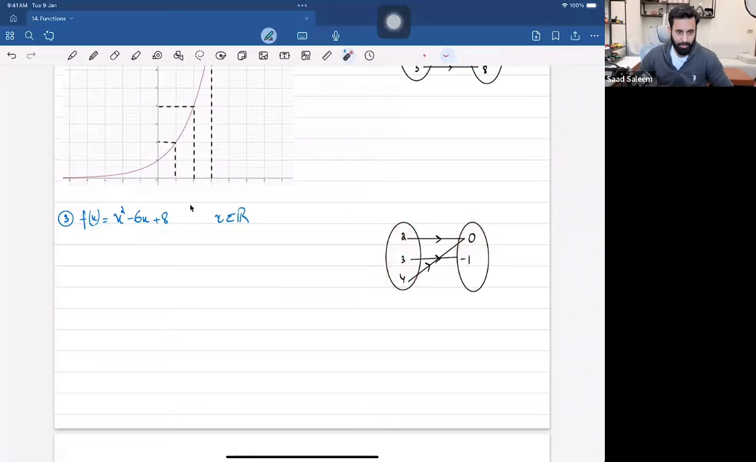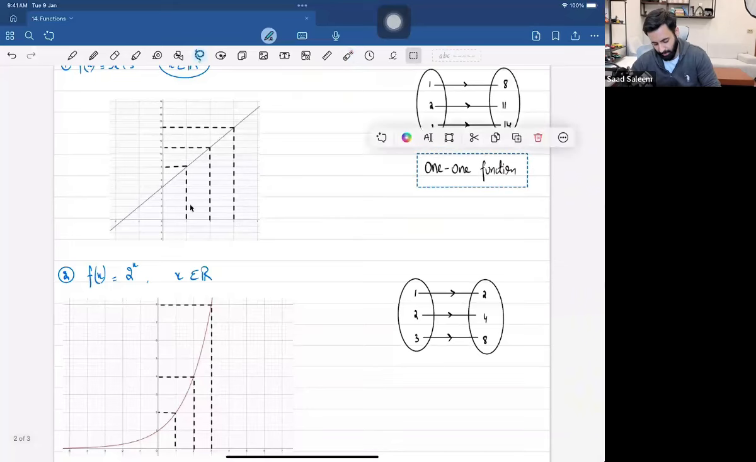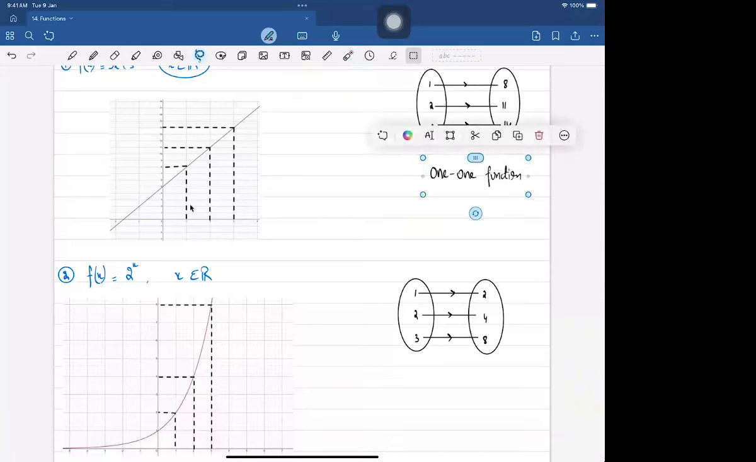Okay, so we're trying to understand where these functions get their names from. So we can see why this is called a one-to-one function, because one input gives us one output.